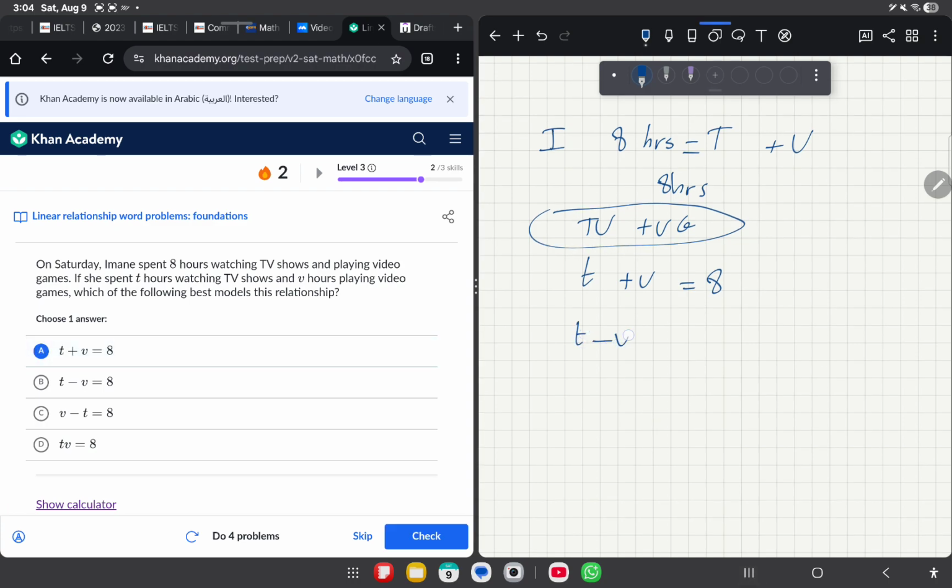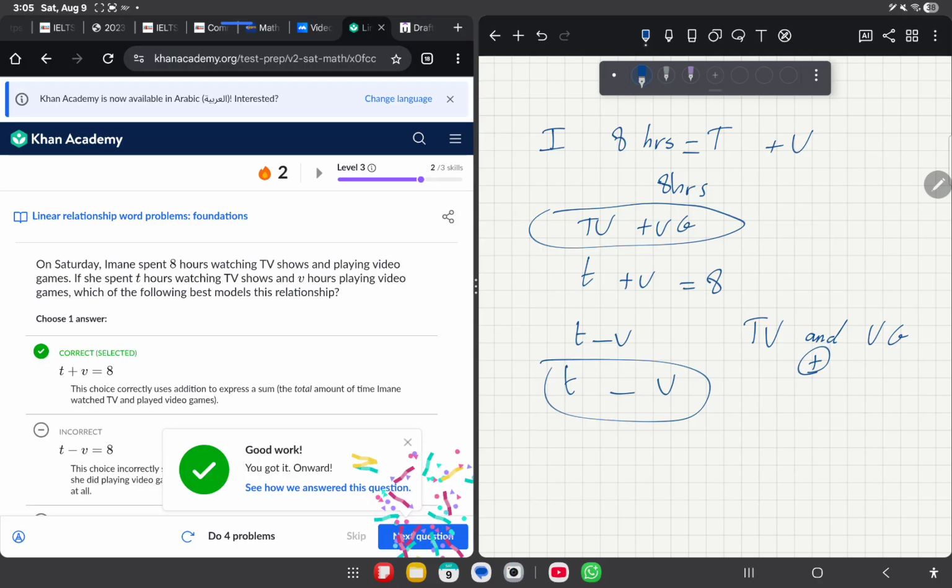I can't say T minus V, because that would be the amount of time she watched TV minus the amount of time she played video games, and that's not the case. They're saying she spent 8 hours watching TV and video games. So "and" is a plus, always a plus.